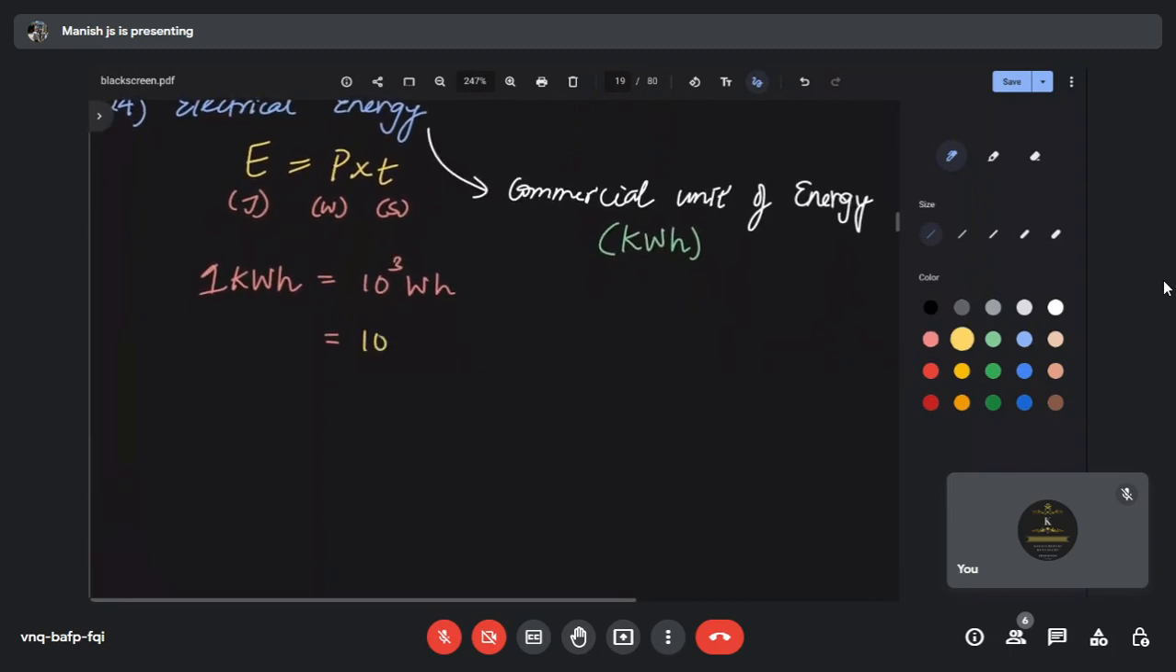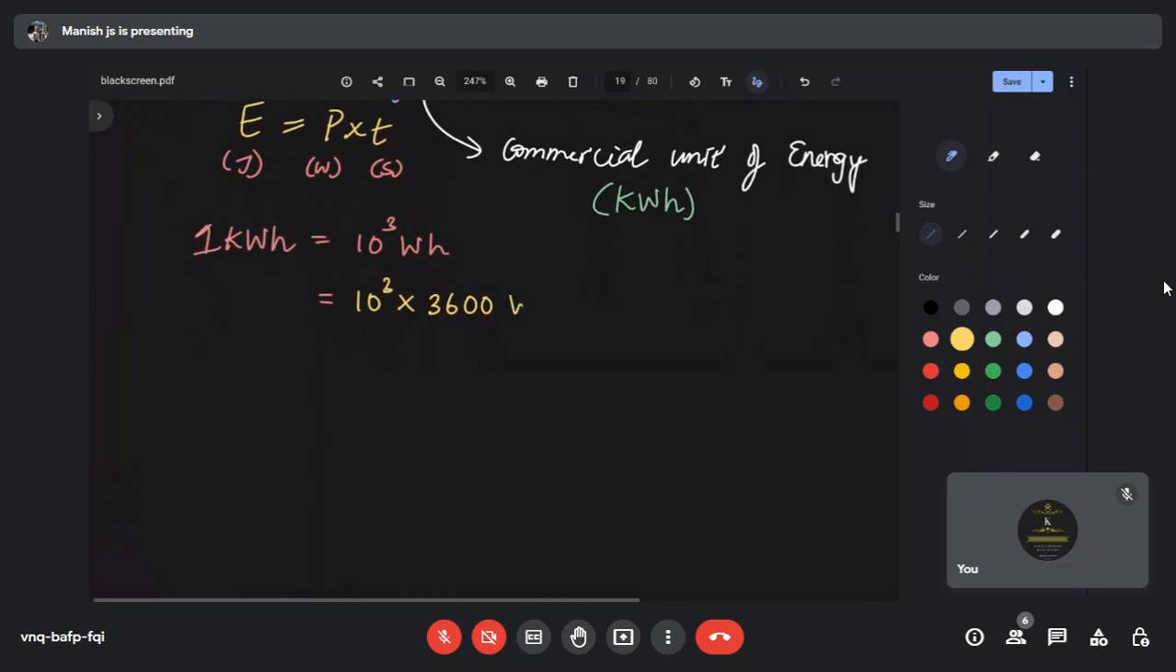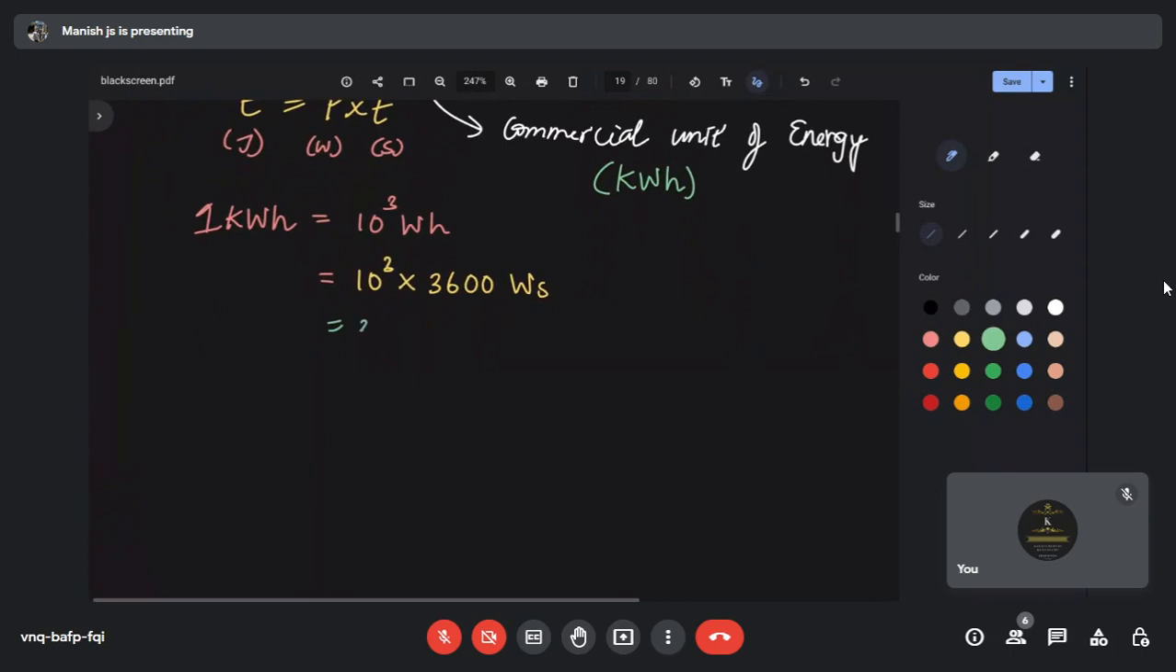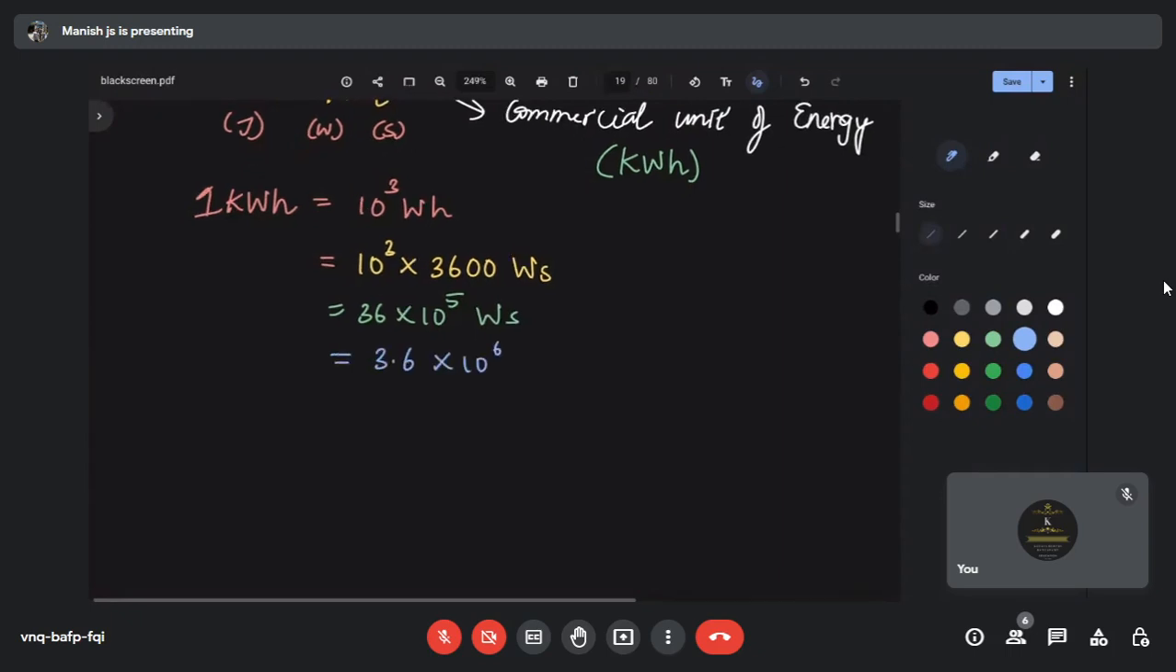You can convert hours in terms of seconds. You will get 10 power 3. So 1 hour has got how many seconds? 3600 seconds, isn't it? So now it's got converted to watt seconds, which can be expressed as 36 into 10 to the power 5 watt second. Further, you can express in scientific notation as 3.6 into 10 to the power 6.